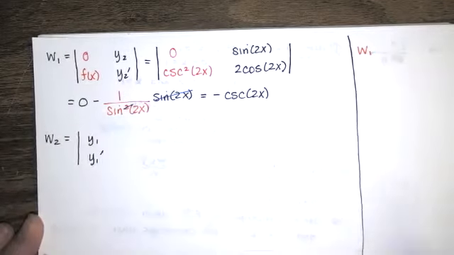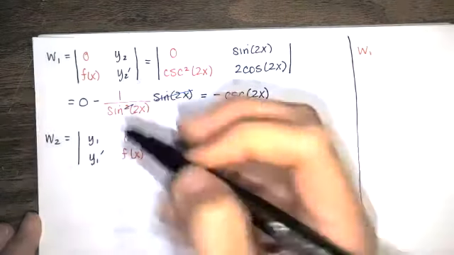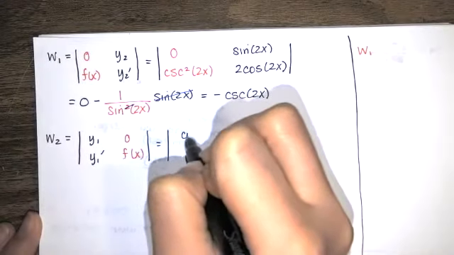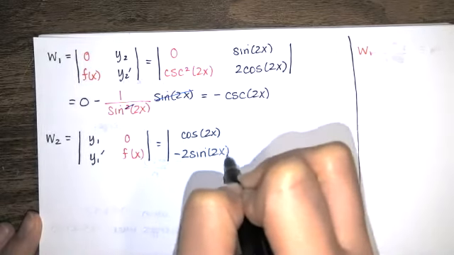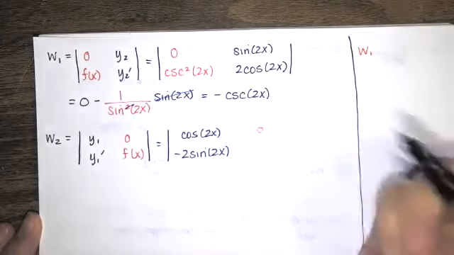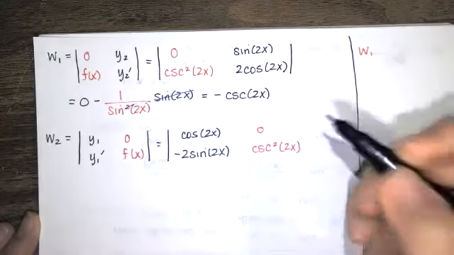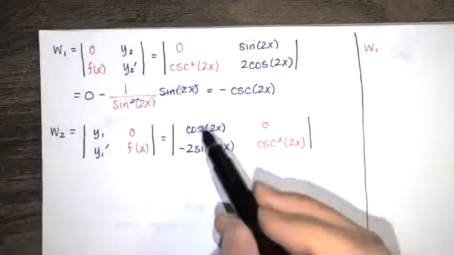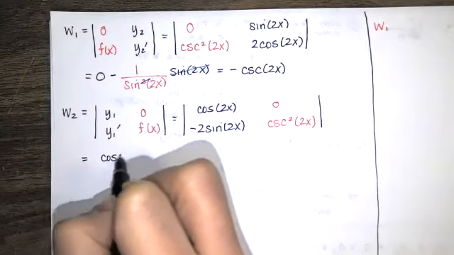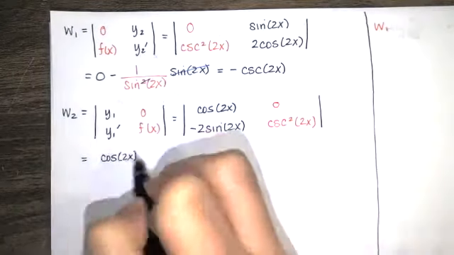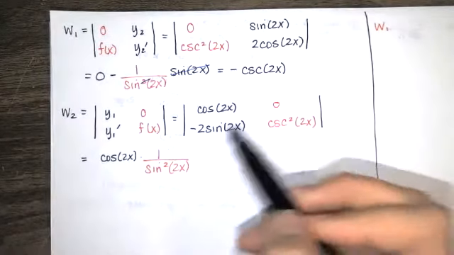Okay, and W2 looks very similar. You just take your Wronskian, and instead of that second column in the Wronskian, you're going to replace it with 0 and f of x again. So we had a y1 cosine of 2x. So we've got this here, and we can write this as cosine of 2x times 1 over sine squared of 2x. And we're subtracting 0.